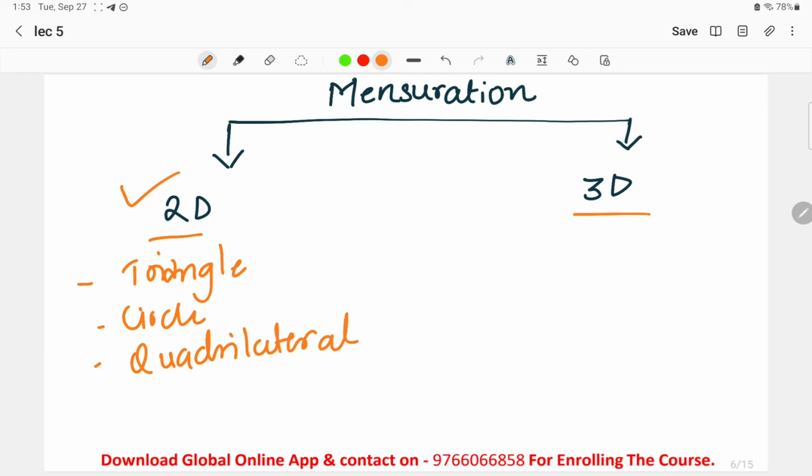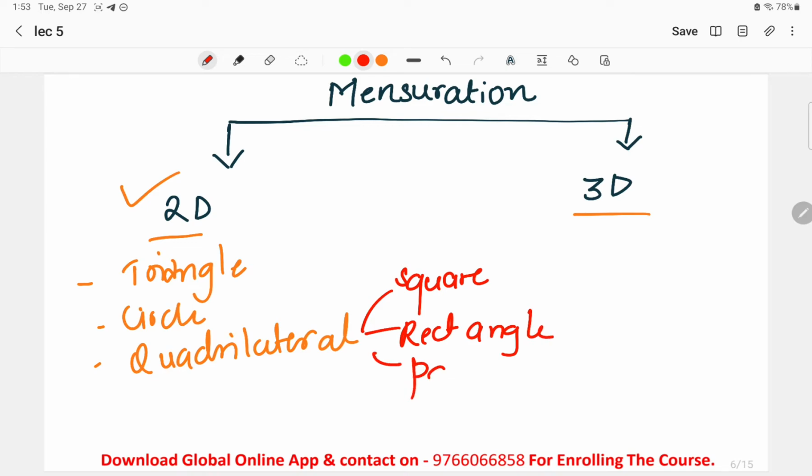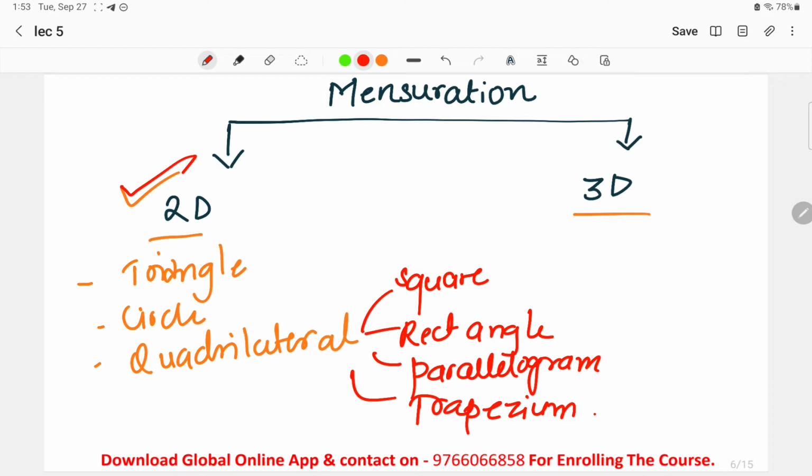Okay, basically if we see in quadrilateral, square, rectangle, parallelogram, okay, nextly trapezium. These are the different structures that we will discuss in detail for 2D structures. Okay, in 2D, as I told you, we'll see triangles shape, circle, quadrilaterals. In quadrilaterals, different shapes like square, rectangle, parallelogram, and trapezium.